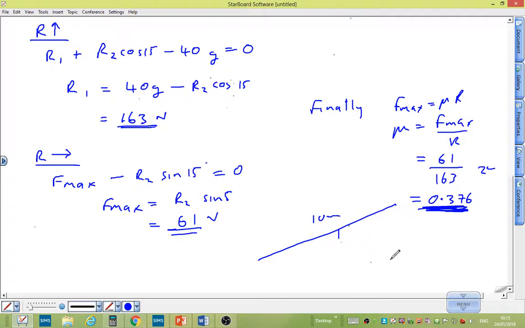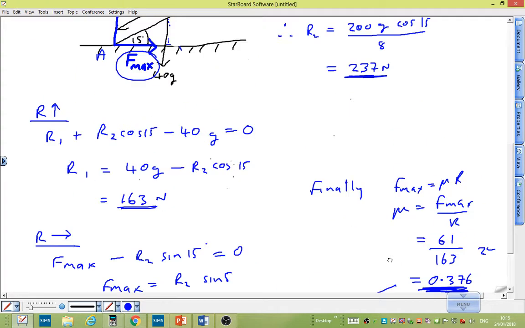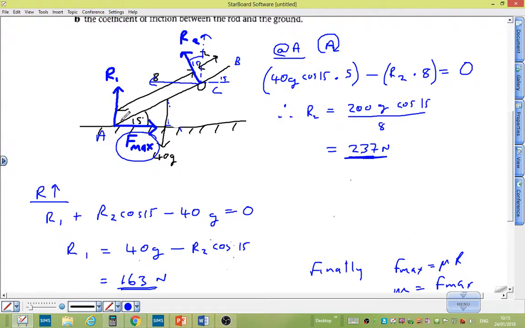Rob? How do you decide that? What does that mean? Yeah, the ground was rough, the peg wasn't rough. So it's on the ground.